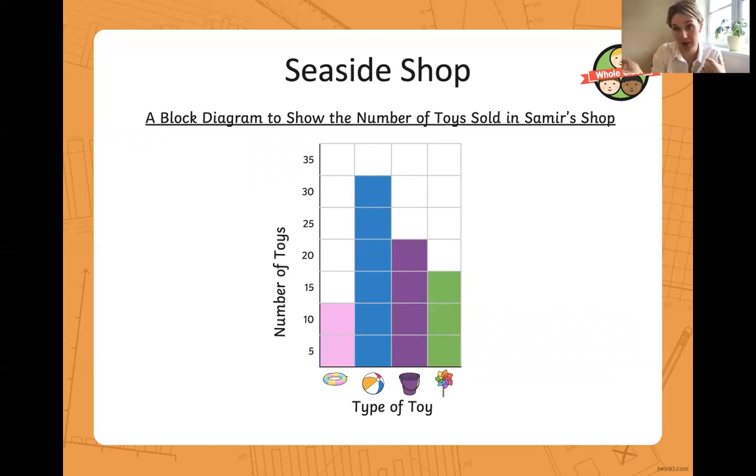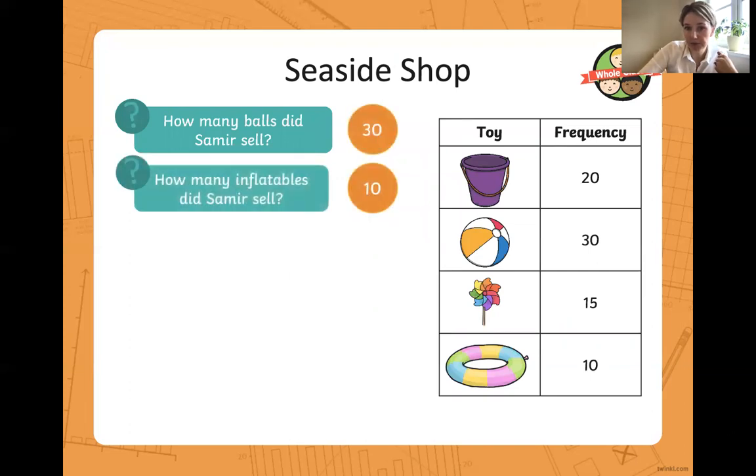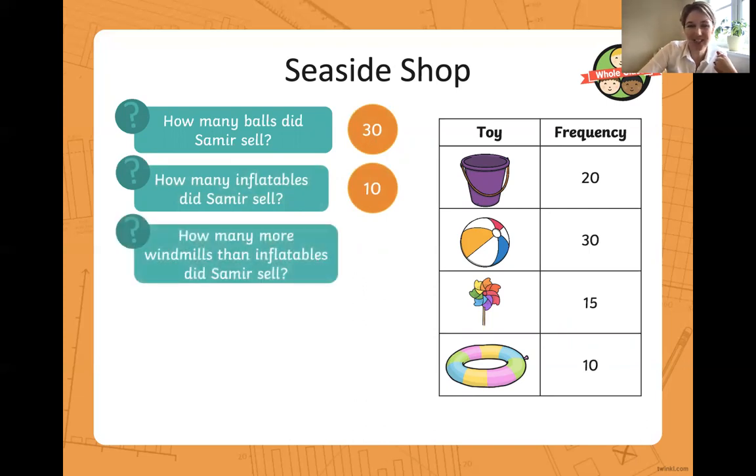Just like with the pictograms, pictograms can go up in 1s, 2s, 5s, 10s. You have to look carefully at the key. But with the block diagram, look carefully at what it's going up in on this vertical axis here shown with the numbers. This one is going up in 5s. So each block is representing 5. So he sold 30 balls and 10 rubber rings, inflatables.